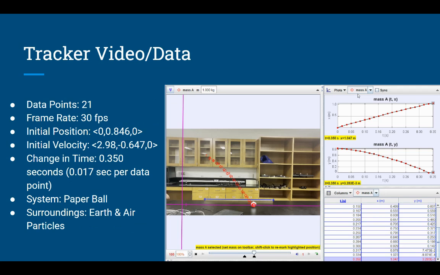So for our tracker video and data, we had 21 points of data. We had an initial position with nothing in the x, but an initial y position in the positive. And then we had an initial velocity, which we found by taking early on points and averaging them out. Change in time for my video was 0.35 seconds. And then our system is the paper ball and the surroundings is Earth and the air particles. If we look on the right, we can see x is a linear system, and then we see a parabola going downwards for the y.